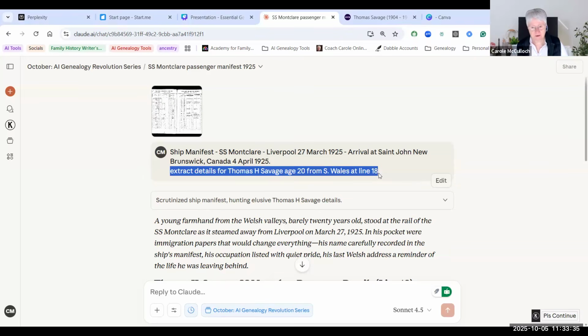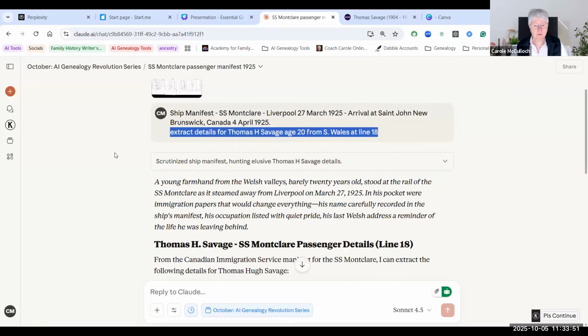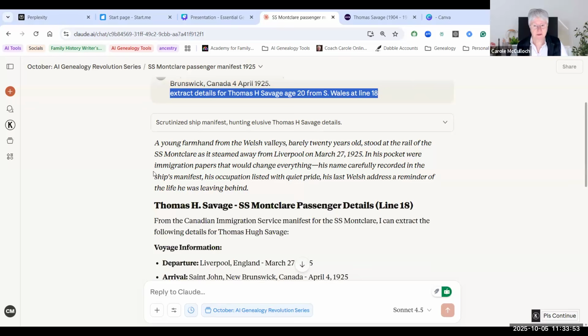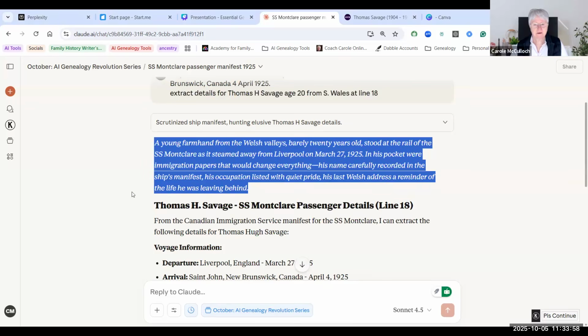Actually, I had read that incorrectly. It was actually line 15, but it managed nevertheless. Inside my project, I also uploaded some previous research notes, so it knows quite a bit about this family. So in responding to that request, it's given me a nice opening line, or a hook, if you like, that we could use in our story.